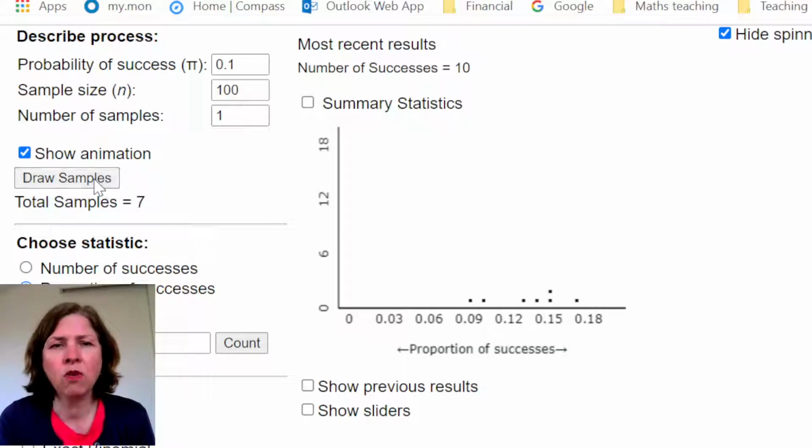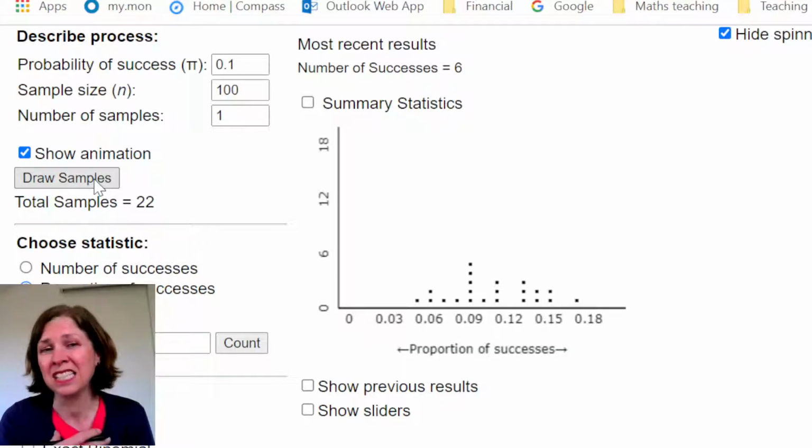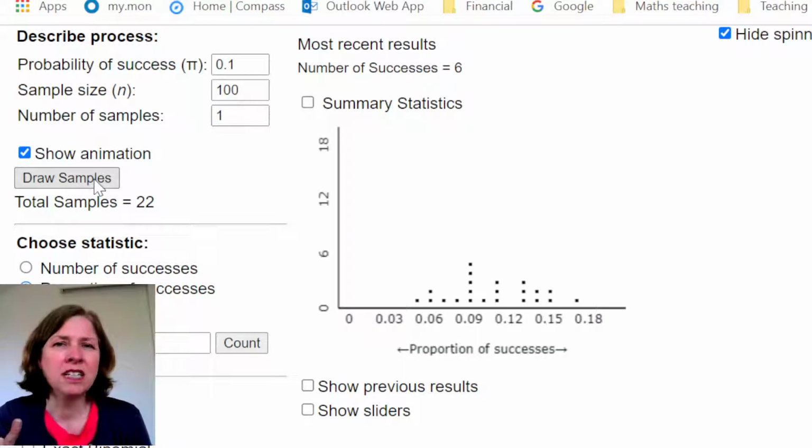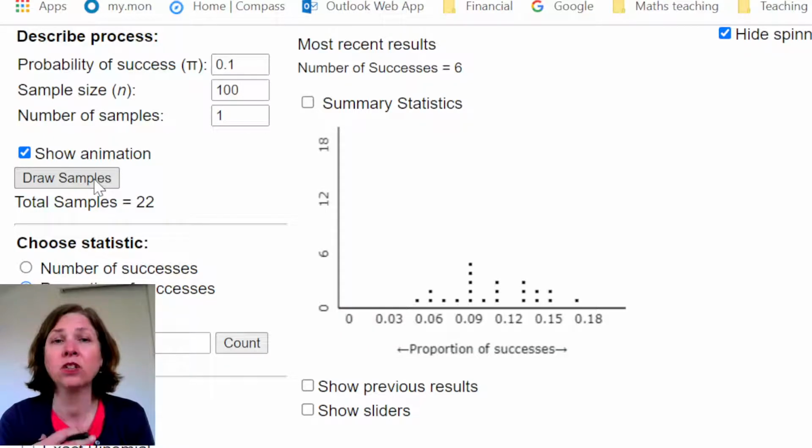Now I'm going to do quite a few in a row. And let's see what starts to happen. So I'm just taking a sample after sample after sample. Now, of course, in reality, I probably wouldn't do this. I wouldn't take multiple samples of size 100 because that might end up being too expensive or too difficult. However, if I know that other scientists or researchers have done the same research, I can look at their sample and I can look at my sample and I can collect it in this way.